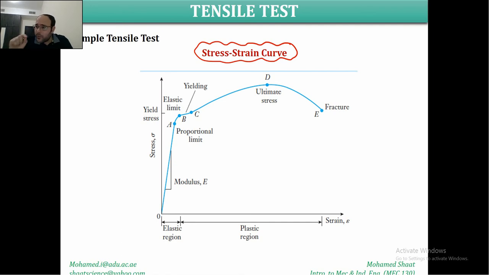It means that for every specific material, there is a different form or a different shape of this stress strain curve. For every specific material type, there is a specific stress strain curve. This stress strain curve will be different from one material to another. Why? Because we are testing a different material, so definitely the stress strain curve will be different. Make sense?